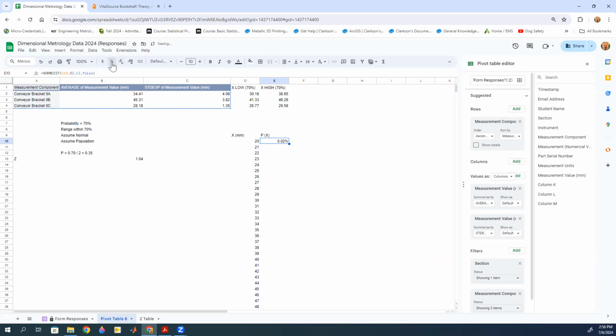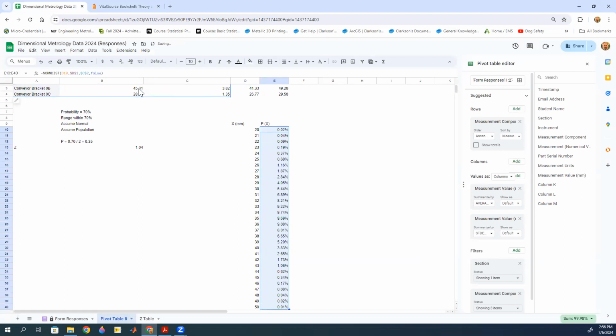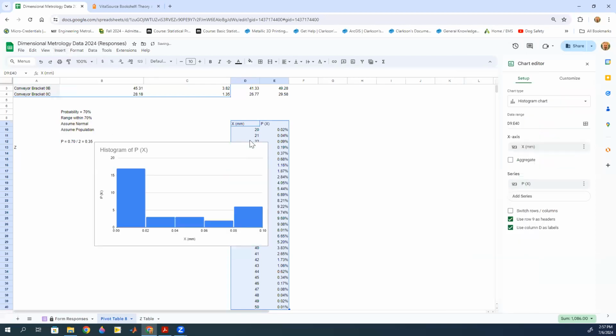We can put that in percent there, and then we can scroll this down. Before we do that, we'll go ahead and lock in these values here with dollar signs and fill that down. So with this, we can actually get a look at what the distribution looks like. So we can chart that.